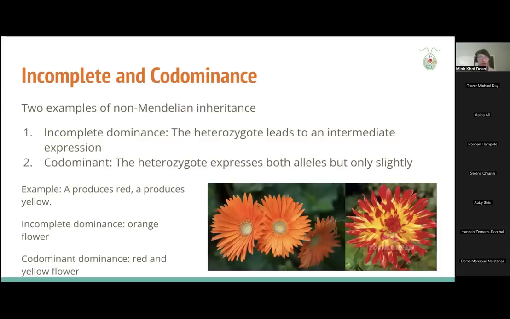flowers. So in the example, let's say big A produces a red pigment and little a produces yellow pigment. In incomplete dominance, what would happen is that you would just produce an orange flower, just one color. However, if you have a codominant trait, you would have a red and yellow flower, but no orange. Next slide, please.